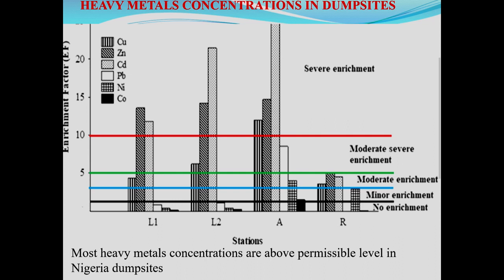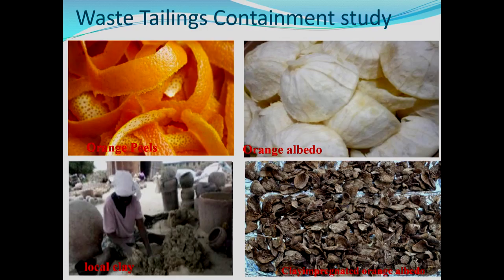And then you will see that most of the landfills represented by L1, L2, A, and R have the heavy metal concentrations higher than the minor enrichment that is expected, which is the blue line that we see there. So that is telling us the adverse effect of the waste dump site on the environment, especially the soil and the water.